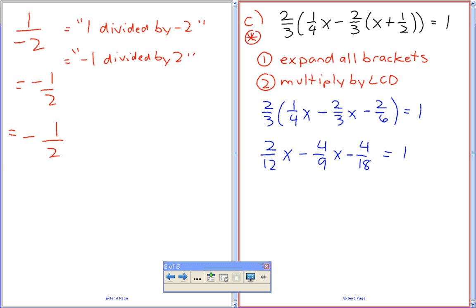I have a question. Why is it 4/9? Okay, the question was why is it 4/9? So we just multiply 2 times all these, right? So 2 times -2 is -4. 3 times 3 is 9, right? You're multiplying both of them.